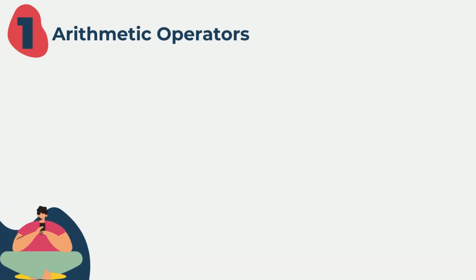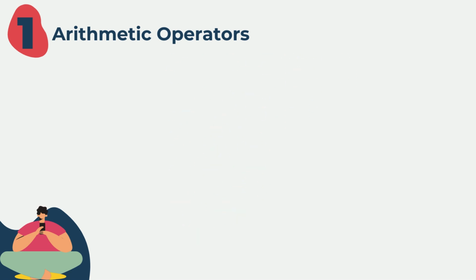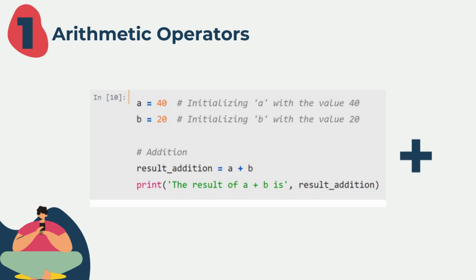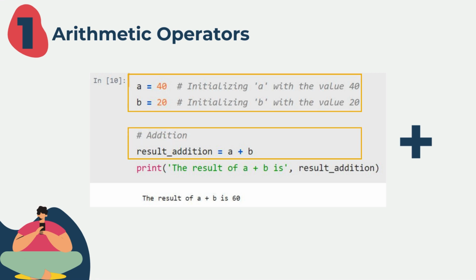Python's arithmetic operators are the building blocks of mathematical operations in Python, providing us with the tools to perform a variety of calculations. So, let's explore each operator and its functionality. Now, we start with the addition operator. In this example, we have two variables, a and b, with values of 40 and 20. The plus operator is used to add these values, and the result is stored in the variable result_addition. This operation calculates the sum of a and b, and the result is printed.